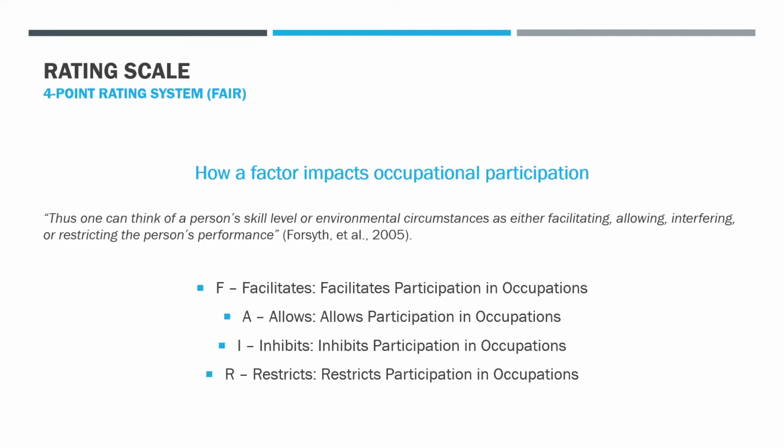further. But a key, and I'll be honest, in my experience with this, it took me a while to really wrap my head around the rating system itself. And so this is why I've included this here, is because it's important to realize in this quote, thus one can think of a person's skill level or environmental circumstances as either facilitating, allowing, interfering, or restricting the person's performance. And so you really need to understand what that means and how that works with the rating system down here. And it takes a little bit of practice to really get good at that part.